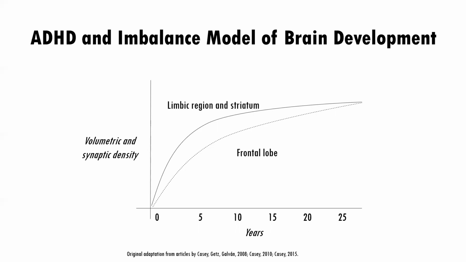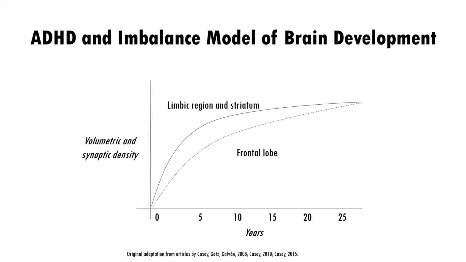Okay, the frontal lobe can take quite a while to mature, whereas the limbic region and striatum tends to mature by about the age of 15 to 20, whereas the frontal lobe completely matures by the age of usually about 25, okay? And has a bit more of a slowed kind of trajectory.